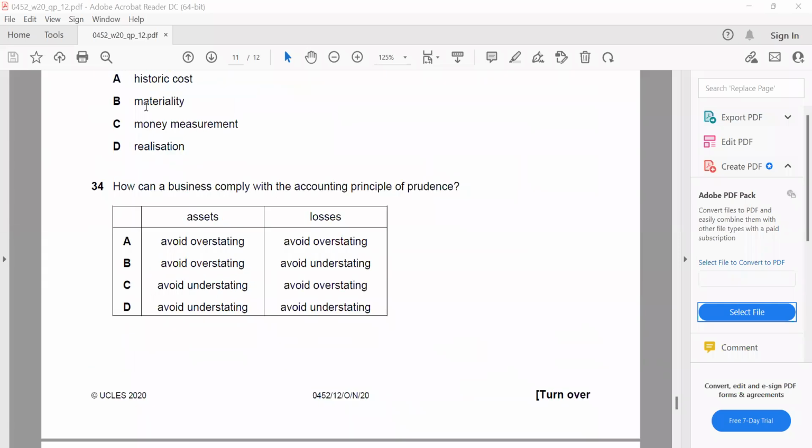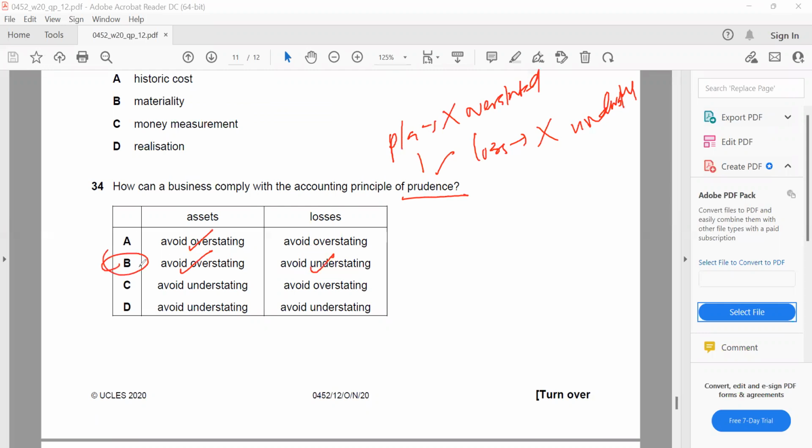Okay, question 34. How can a business comply with accounting principle of prudence? Prudence, there are two parts. One, profit and asset, not to be overstated. For the losses, not to be understated. So here, asset, avoid overstating. Losses, avoid understating. So the answer should be B.